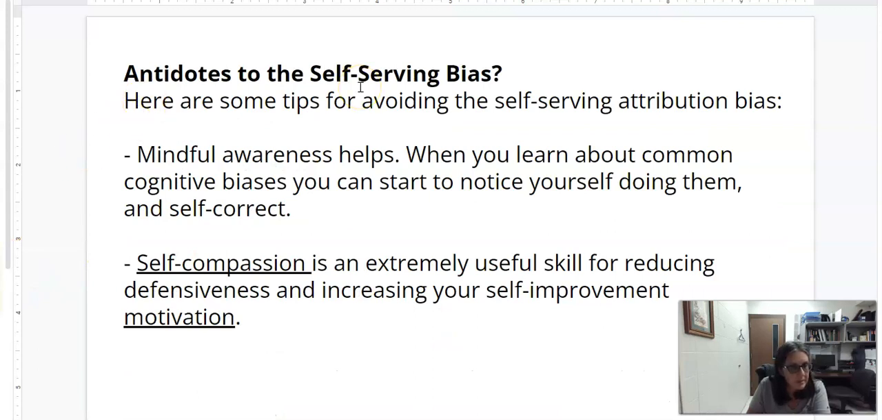Antidotes for self-serving bias. So how can we help with that? Mindful awareness can help. Learn the cognitive biases, and just notice yourself doing them, and then say, oh yeah, again, I shouldn't do that, and then correct and do different self-talk. Self-compassion is hugely important, that you deserve to have all the good things in your life happen, and just looking at those things.